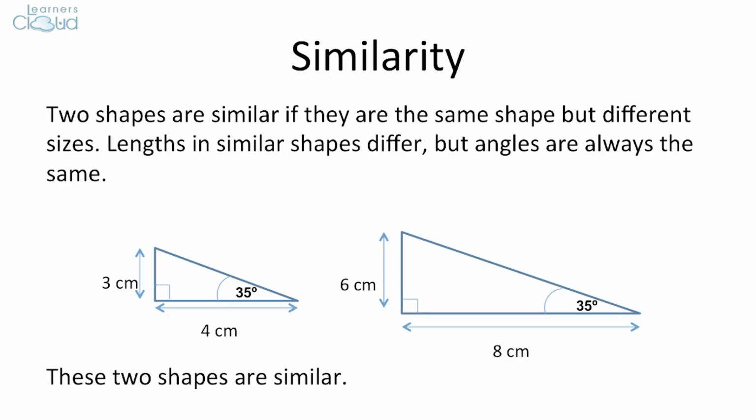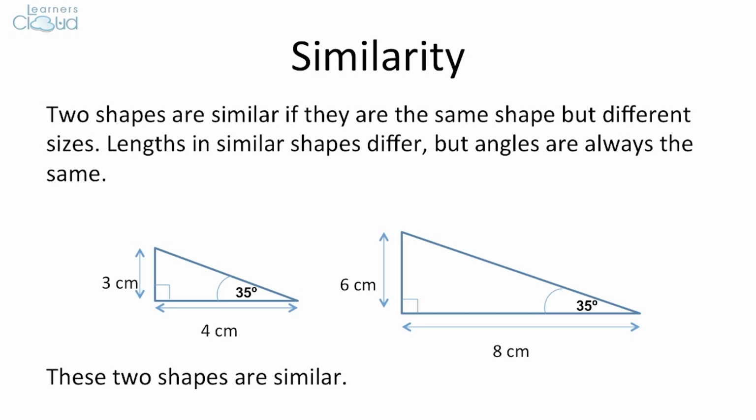So let's first of all look at what it means if two shapes are similar. Two shapes are similar if they're the same shape but different sizes. Lengths in similar shapes will differ, but angles are always the same. So if we look at these two examples, the two shapes here are similar.